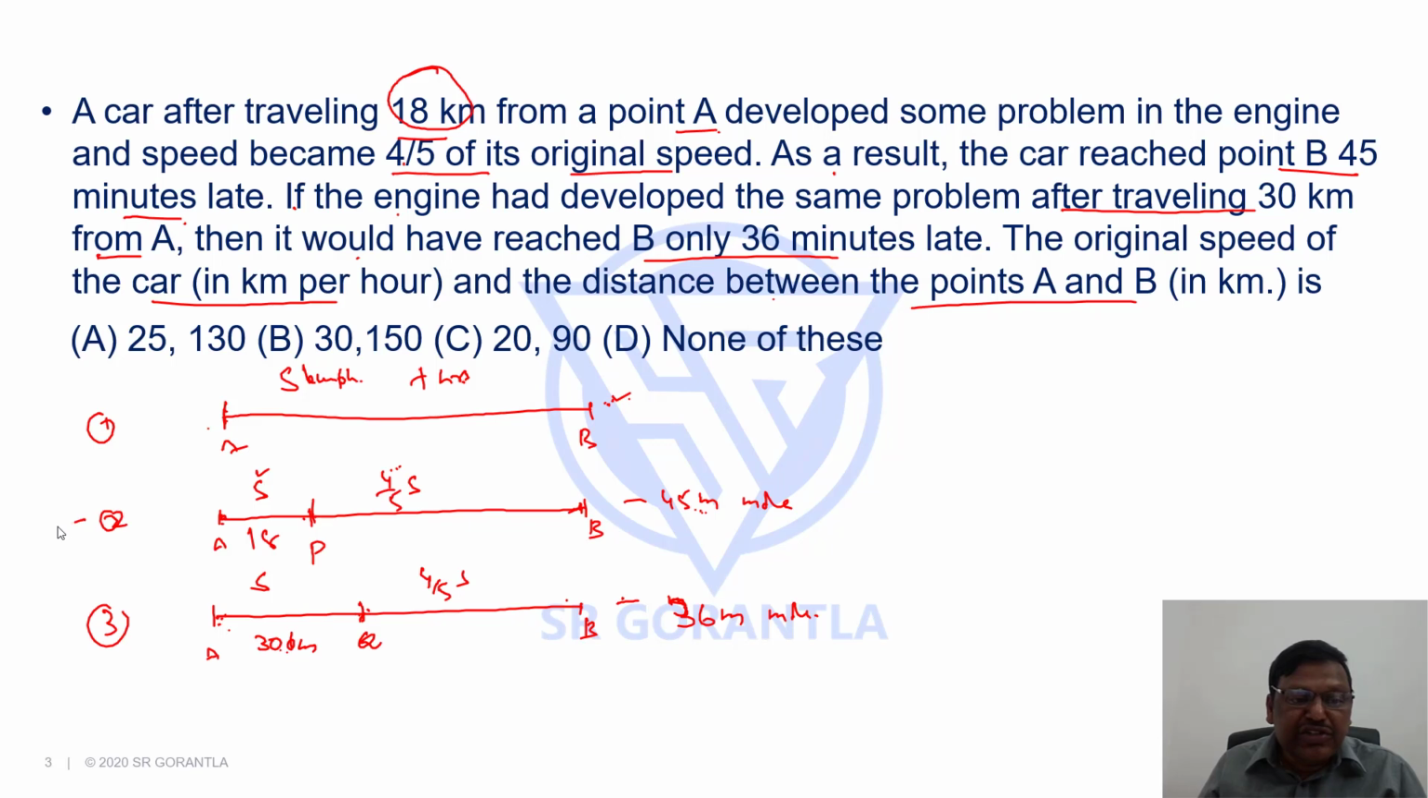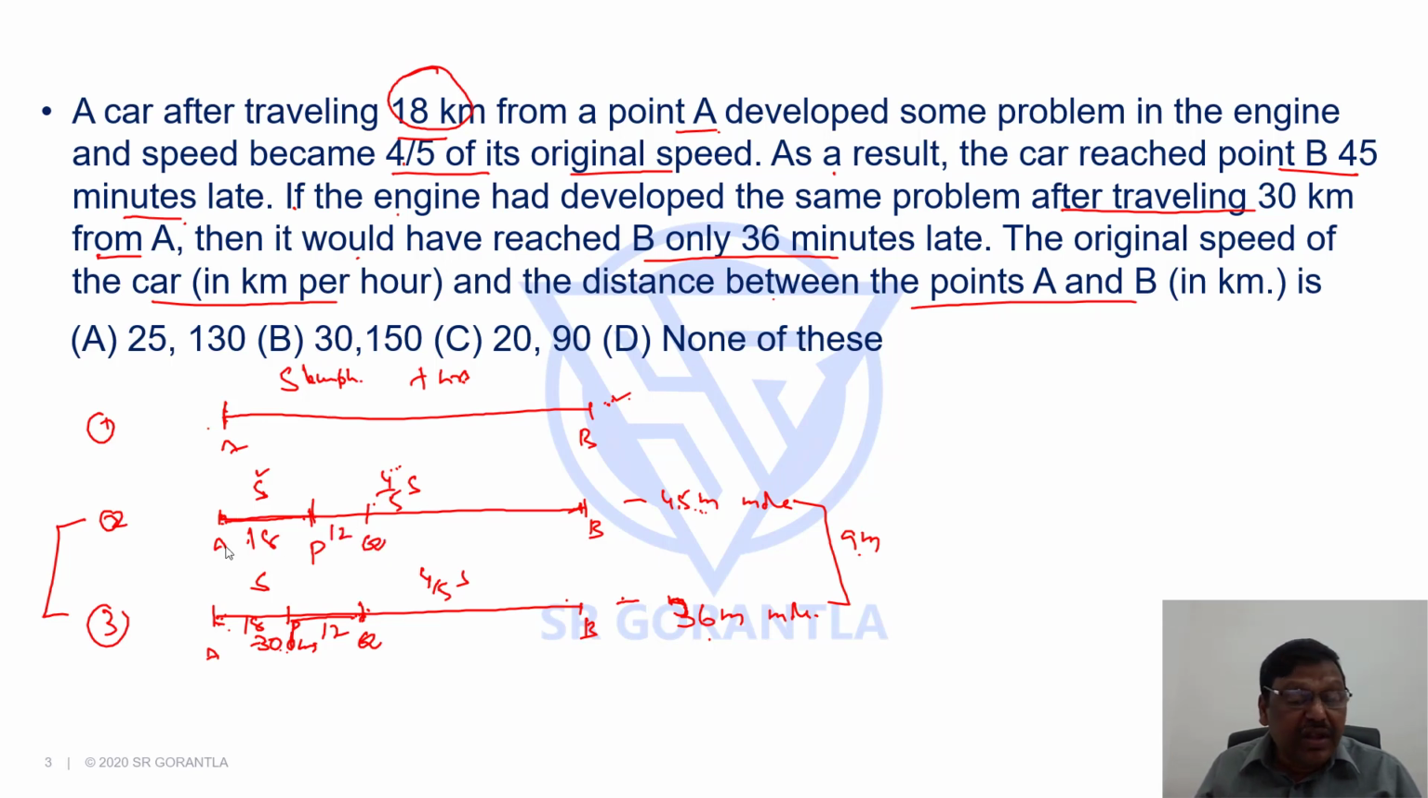Fine. Now, 1, 2, 3. We'll compare case 2 and case 3. It is 45 minutes late here, it is 36 minutes late here, which means the difference is 9 minutes. Why did this difference of 9 minutes happen? From A to P, it traveled at S speed. A to Q is 30 kilometers from A. If I put point P here, A to P is 18, which means PQ is 12.